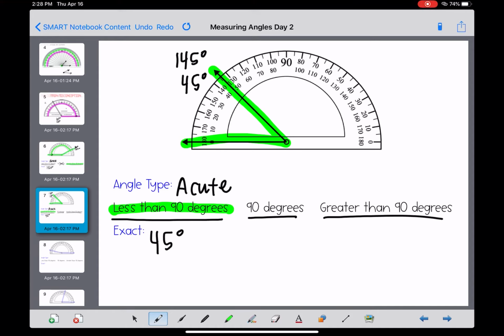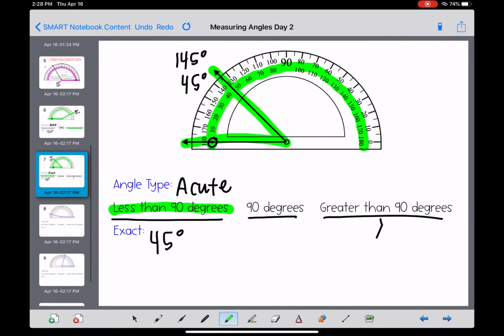Now, another strategy, just so you can see it more than once: I'm going to look at the direction that the bottom ray is pointing, which again, it's pointing left. So I'm going to look at the numbers that start with 0 on the left, which would give me 45.